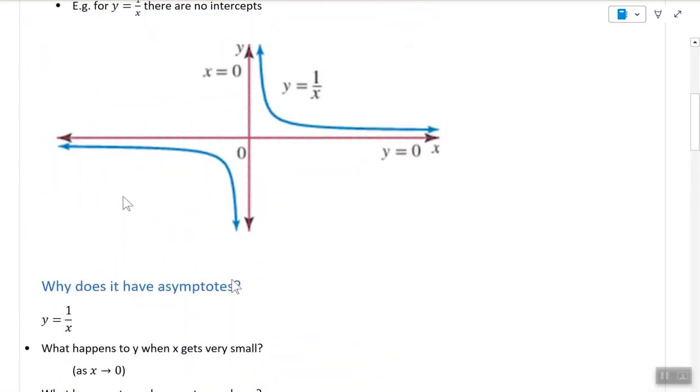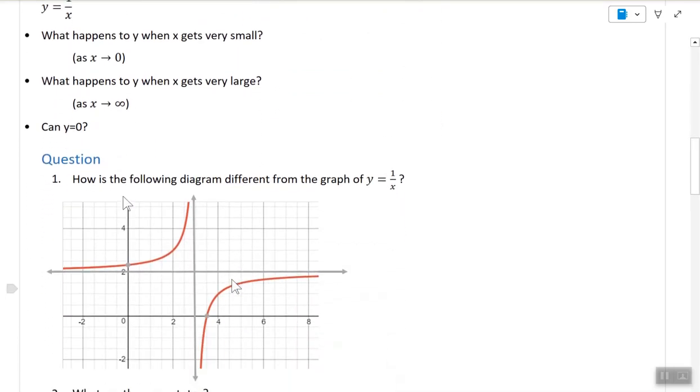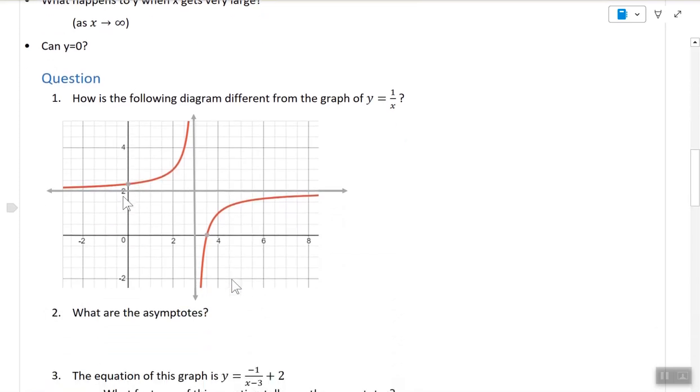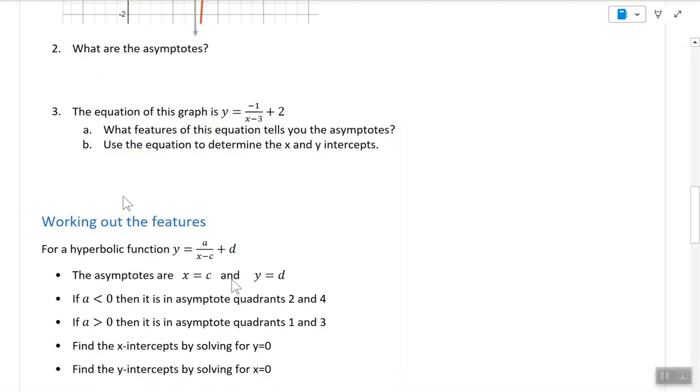The last thing, what does the -1 do? So it flipped. We call them quadrants 1 and 3. So it goes 1, 2, 3, 4. So it was in 1 and 3. Now it's in 2 and 4. So the -1 flipped the quadrants. Okay? So these are the main things you need to write down today. Those specific features, I suppose. So write down all that stuff, working out the features.